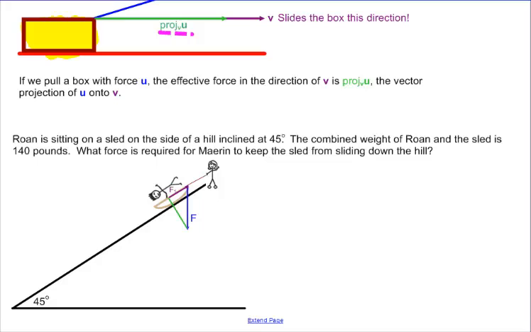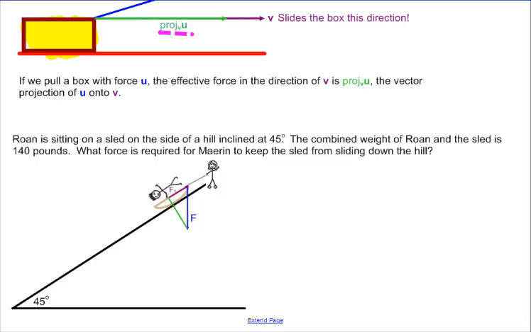Well, what does that look like? I know it didn't really snow for us over the break, but let's say Rowan is on a sled on the side of a hill inclined at 45 degrees, and the combined weight of Rowan and the sled is 140 pounds. What force is required for Marin to keep the sled from sliding down the hill? Yes, I know it should be the other way around, but Marin's scheming. So she's got a plan.